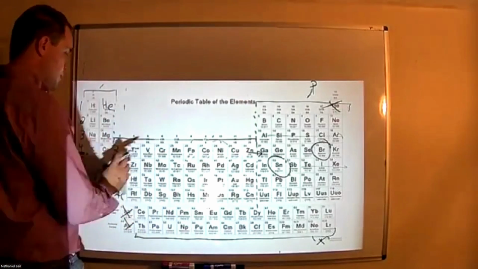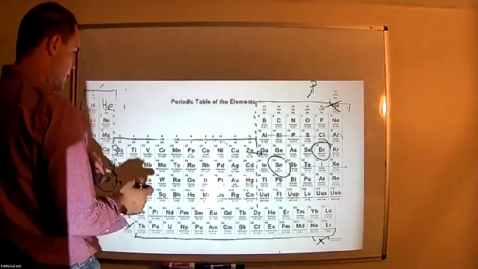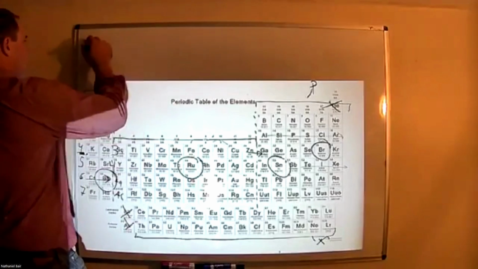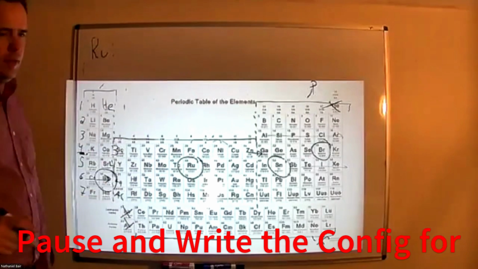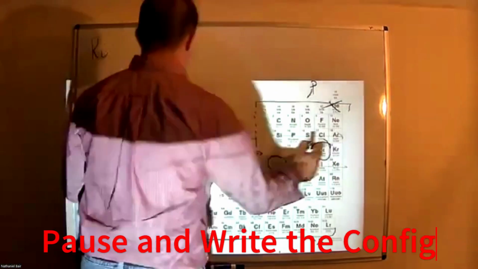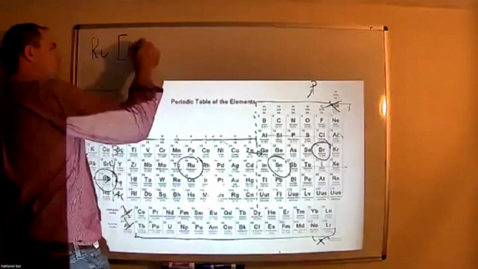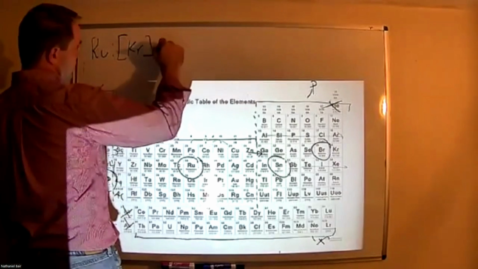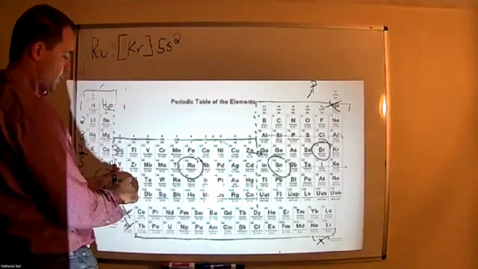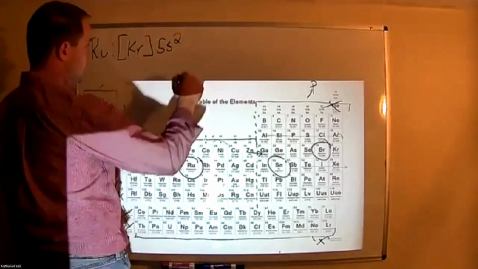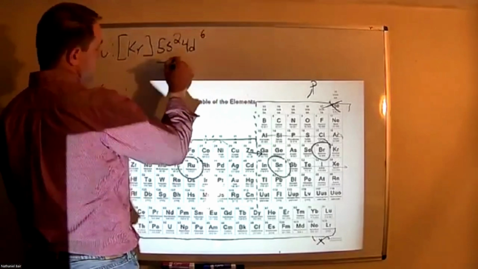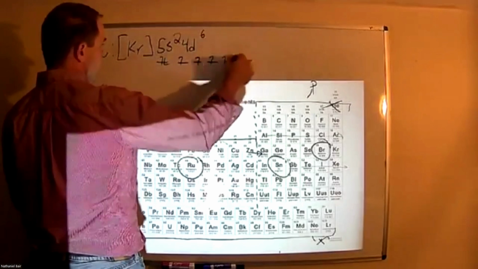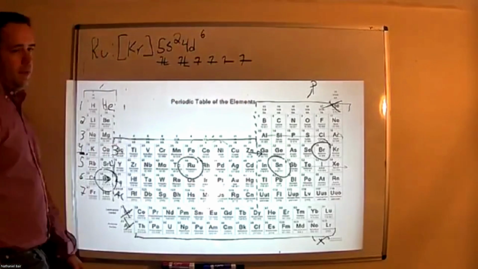Oh, my goodness. How about, oh, man, how about ruthenium? Ruthenium. All right, that's going to be a krypton in brackets. And then it's going to be a 5s2. And then it's going to be a 4d, 1, 2, 3, 4, 5, 6, 4d6. S's come as 1, D's come as 5. There it is.